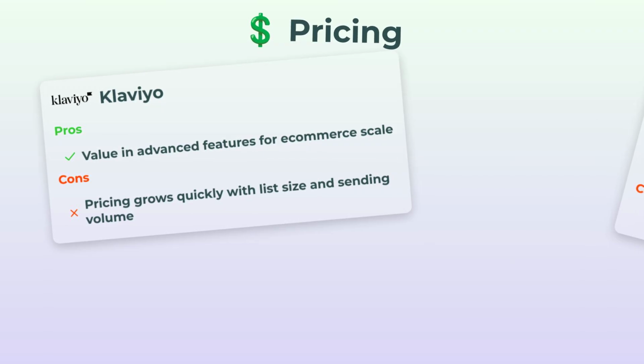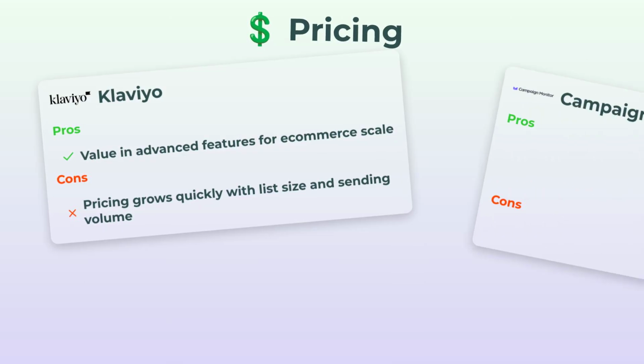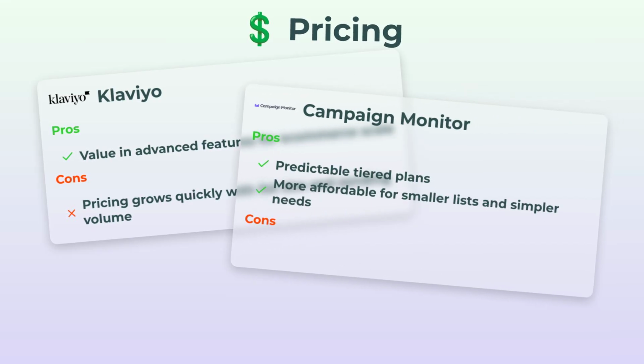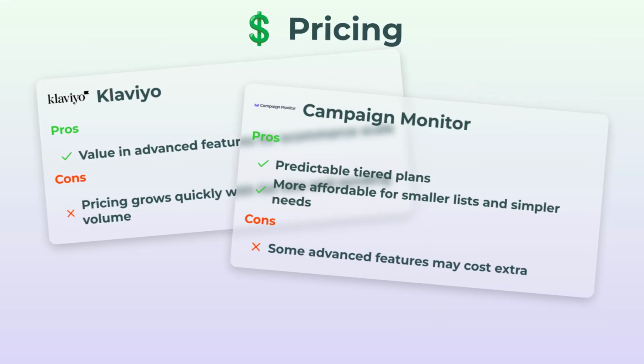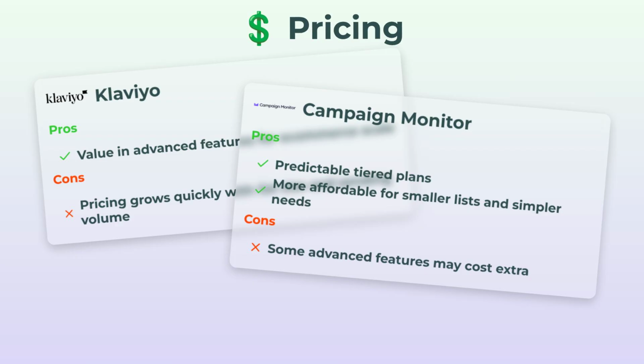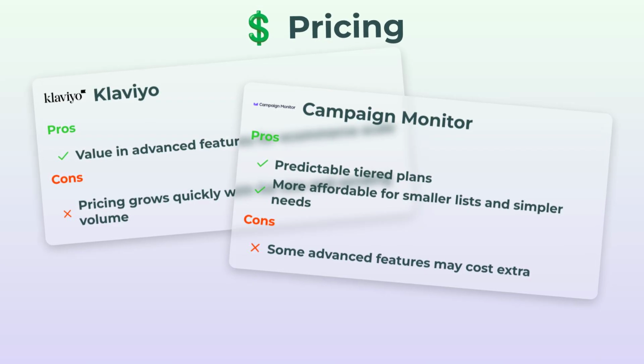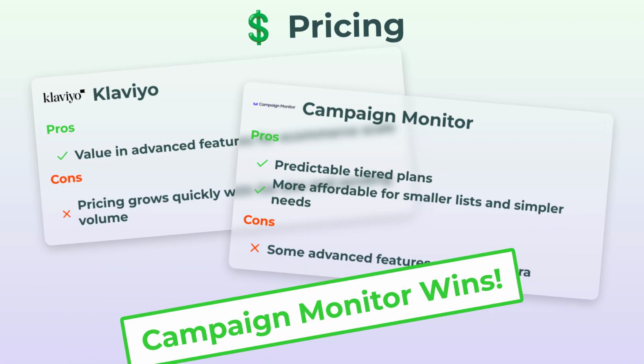But the price jumps quickly as your list or sends grow. If you're just testing the waters, you'll feel the pinch. Campaign Monitor, on the other hand, feels more predictable. Tiered plans, clear-cut, and way more budget-friendly if you've got a small to medium list or simple needs. Sure, if you want fancy stuff, you might pay a bit extra. But overall, Campaign Monitor's the winner for value, especially if you're just starting out.